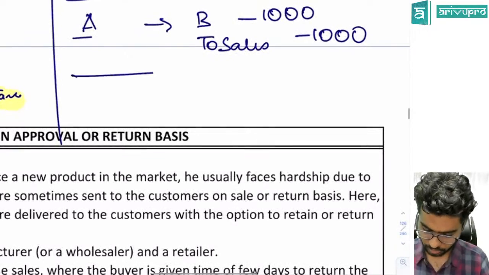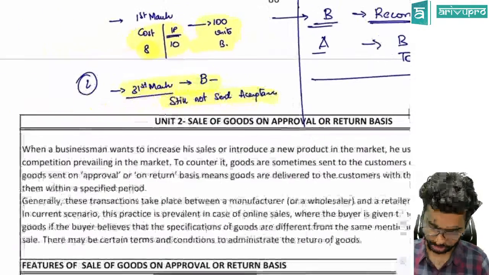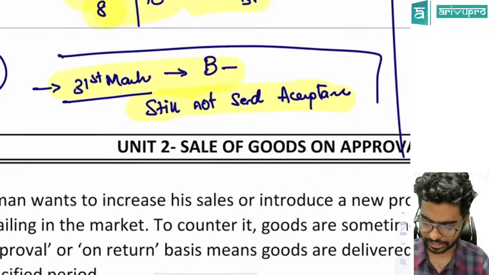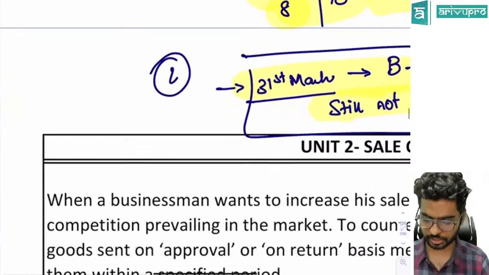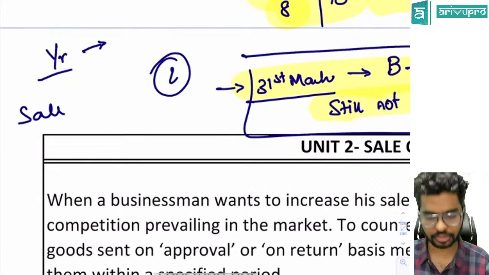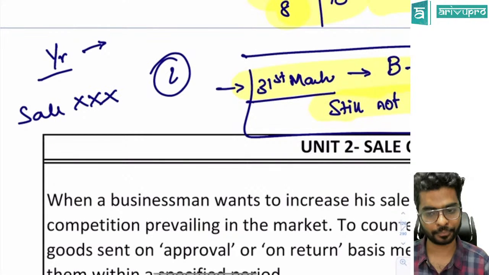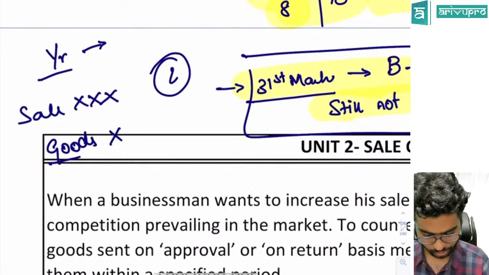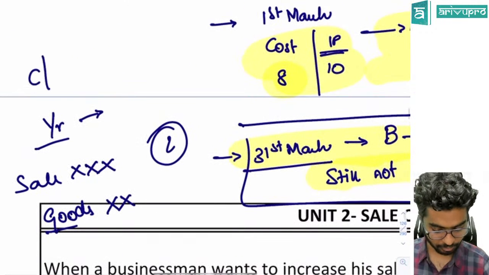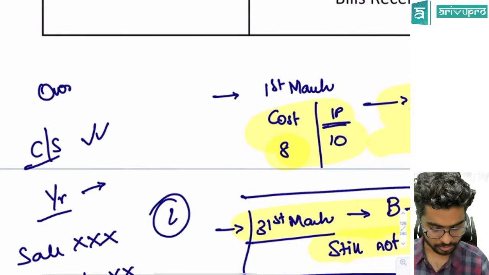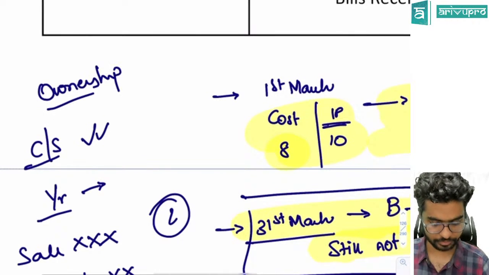Okay. Now, guys, just sit on this date and understand. On 31st March, your accounts are closing. Is it a sale? The answer is no. Are the goods with me? The answer is no. But is it my closing stock? The answer is yes. Why? Because ownership has still not been transferred.